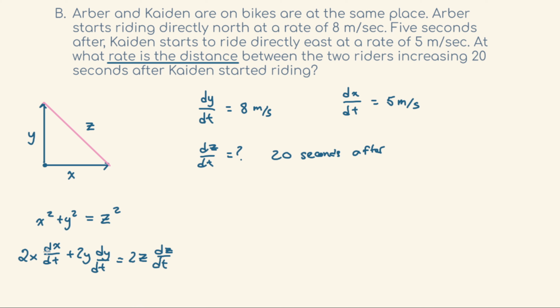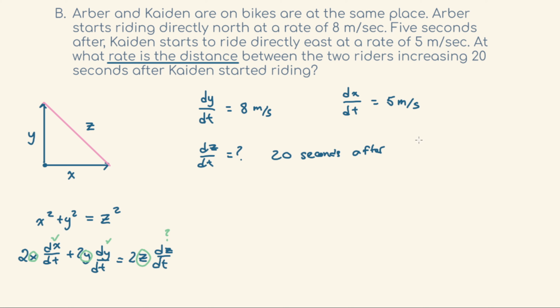So, we know dx over dt, and we know what dy over dt is. But we don't know what x, y, and z are. This dz over dt is what we're looking for, so that's okay. But we still don't know what these three things are. So what other information in the question can we use to help solve this? Well, we're looking for dz over dt 20 seconds after they both started riding. And we know how fast they're going.